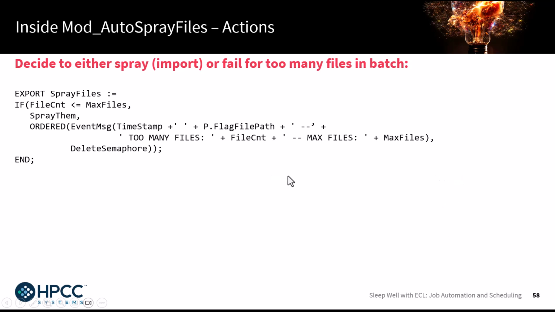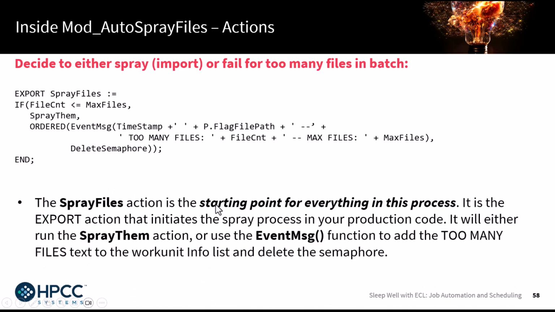You can take that code and modify it if you want to, but the system requirements we had for our people using this in our company were that they decided they needed a ceiling on how many files they wanted to bring in. So once again, there's just a simple if condition that says if the file count is less than or equal to maximum files, then go ahead and spray them. Otherwise, we've exceeded the number, so we post a message that says too many files, delete the semaphore file, and abort the process.